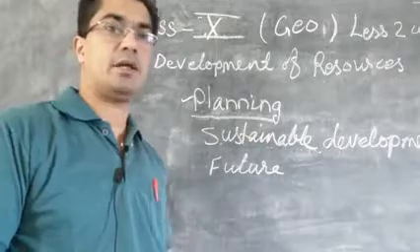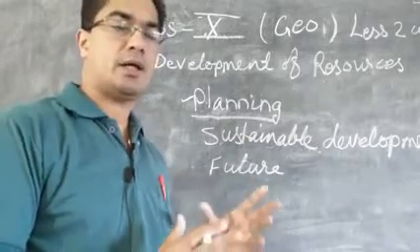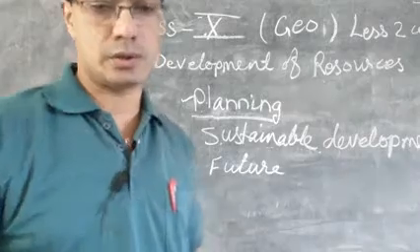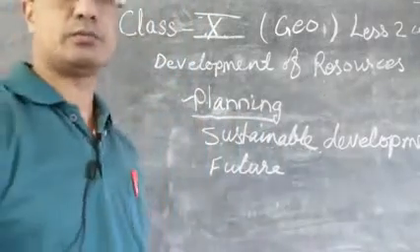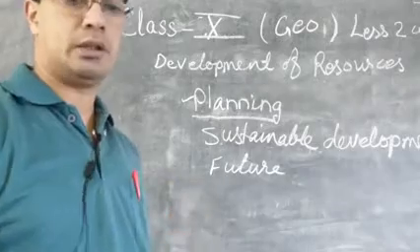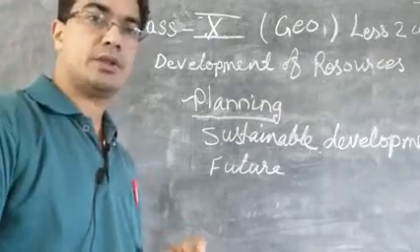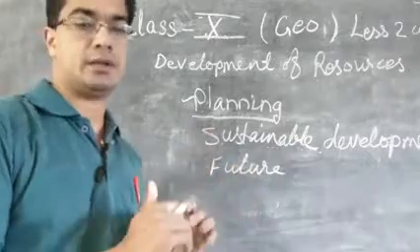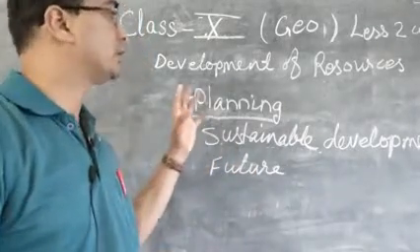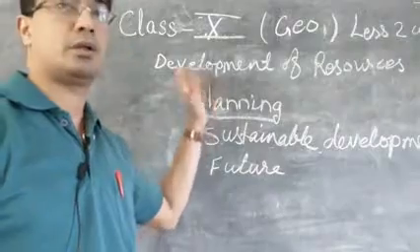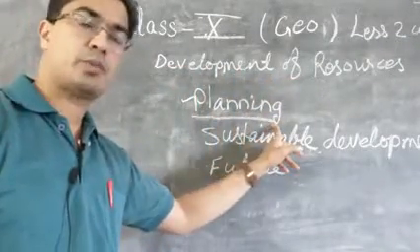World leaders came from more than 100 countries. The world leaders came and they met in a place called Rio de Janeiro. That is a place in Brazil. And they came and gathered there. It was in 1992. And they discussed development of resources, and they did proper planning.